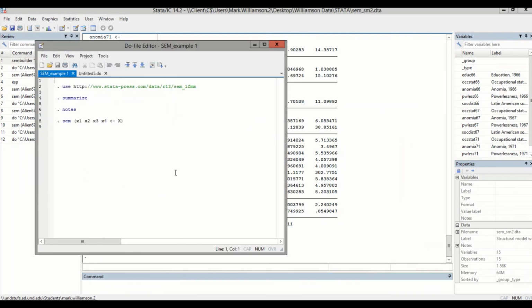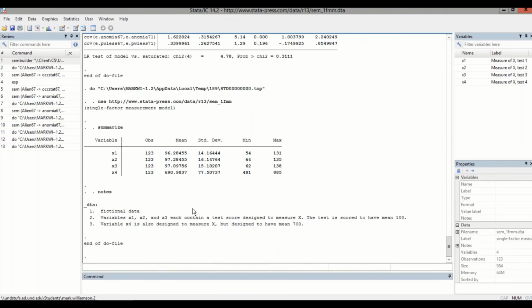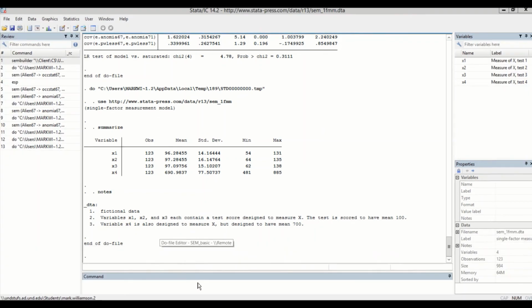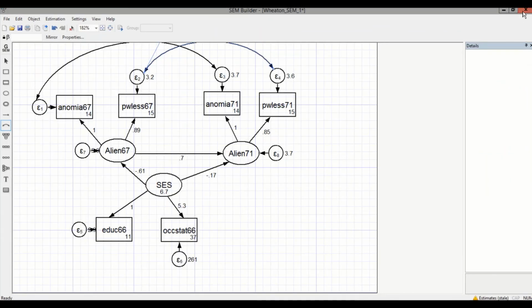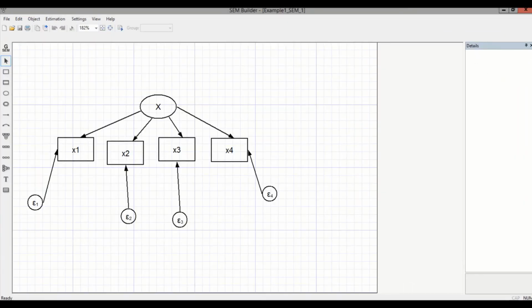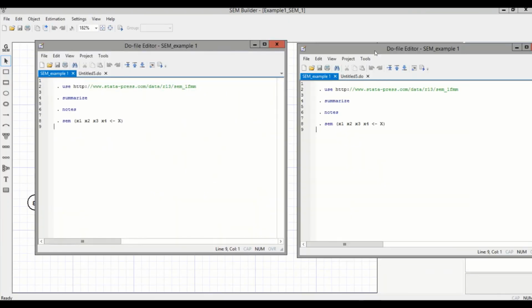So this is another example. We need to get our data in, summarize it, and do some notes. So let's run these here. This is a fictional data set, with different variables. And so we've seen the actual model. Let's close that. But now this is our model, but let's actually run it from the do file. So look at these side by side.